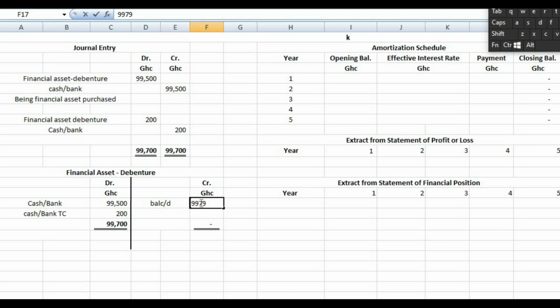So we are basically balancing it. So we are going to have a balance brought down here of 99,700, which means that at inception, this value here is going to be the value we are going to report here at the beginning in the amortization schedule. So we are going to use this value here.